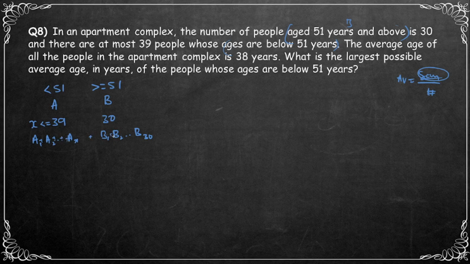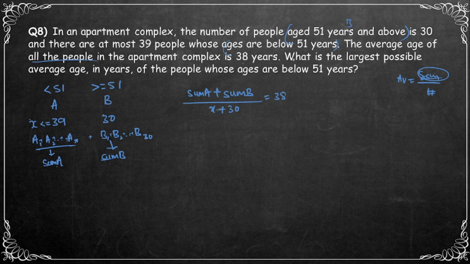This group plus this group. Right? So let us call this sum A. So that is another variable. That's it. So this is sum B. Now the average is sum A, that is the addition of all of the ages in group A, plus sum B. So this will become group A plus group B, that means all the people in the apartment, their ages summed, divided by the number of people, which is x plus 30, is equal to 38. So that is done.